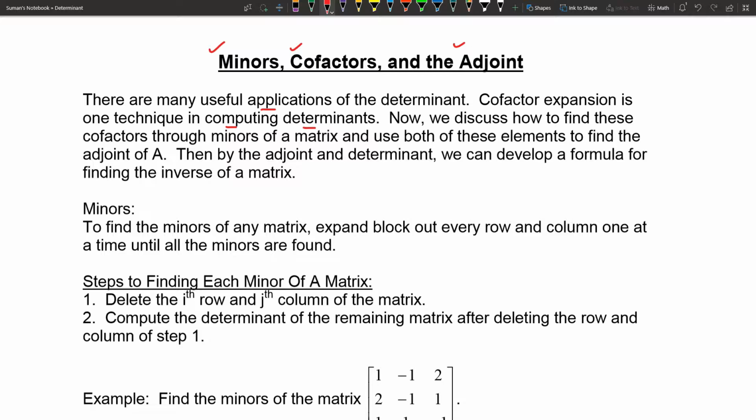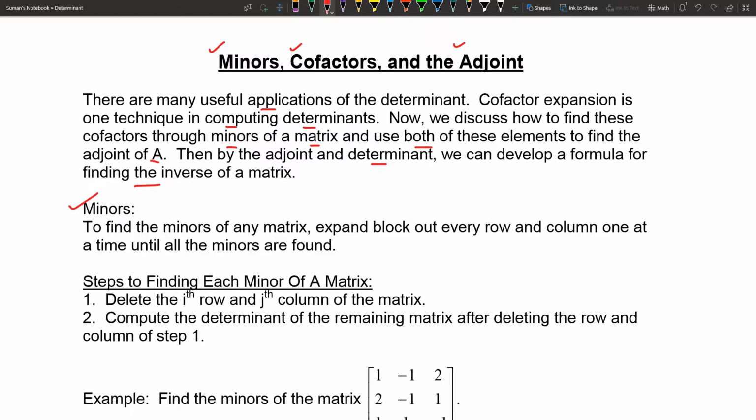Now we will discuss how to find these cofactors through minors of a matrix and use both of these elements to find the adjoint of any matrix A. Then by the adjoint and determinant we can develop a formula also to find the inverse of a matrix. So let us first discuss the minors.